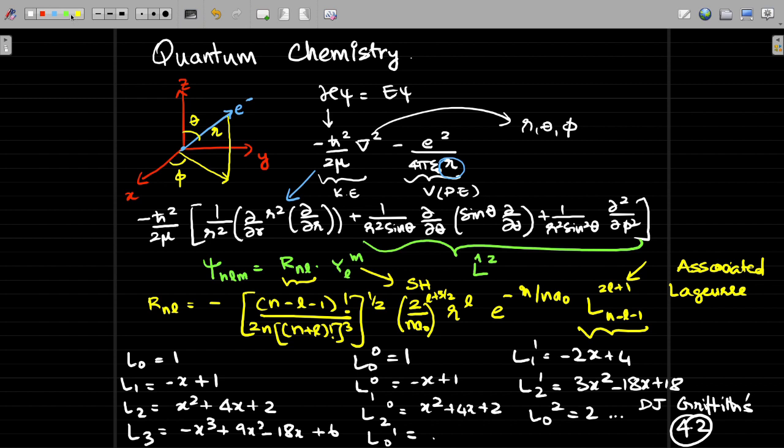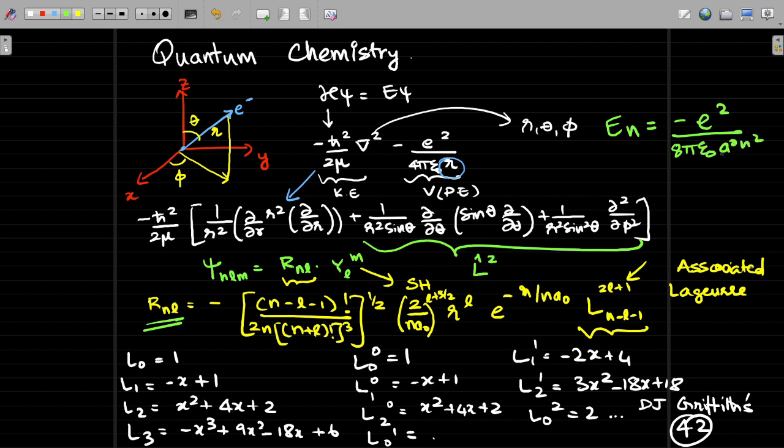Okay, after having understood this, we also realized that every wave function will be associated with an energy, and in this case the energy comes up as minus e square by 8 pi epsilon naught a naught over n square, right?